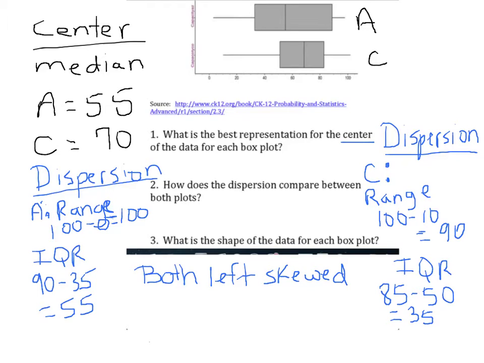In this warm-up, I'm trying to review with students the 3 things that we look at to compare data sets and make a decision about, answer our driving question: compare center, dispersion, and shape.